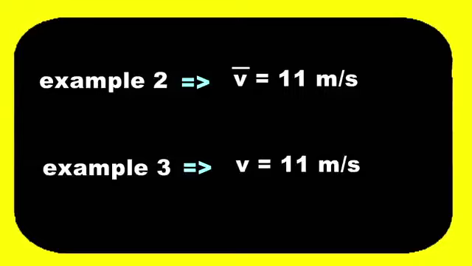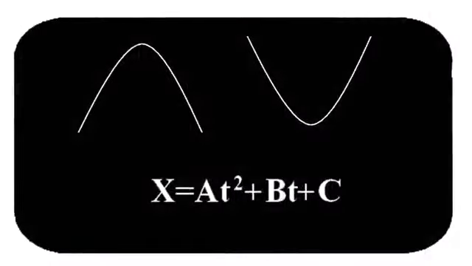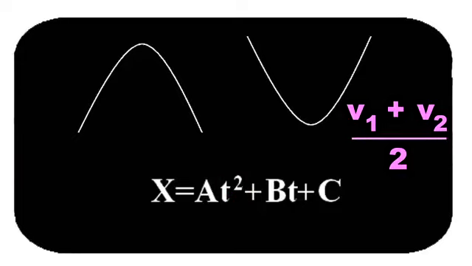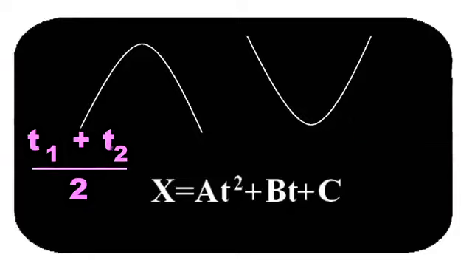Did you notice that the answers in examples 2 and 3 are the same? There is an important point here. Tip 7. If the equation of motion of a moving object is parabolic, that is the power of t is equal to 2, then the average velocity between the two desired moments t1 and t2 is equal to the velocity at the mean moment of t1 and t2.